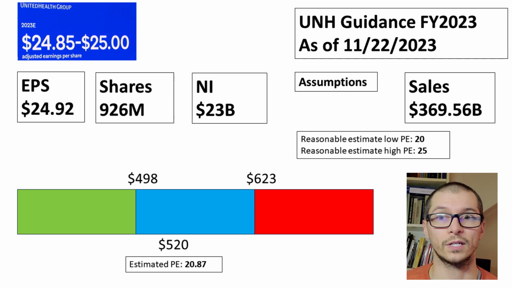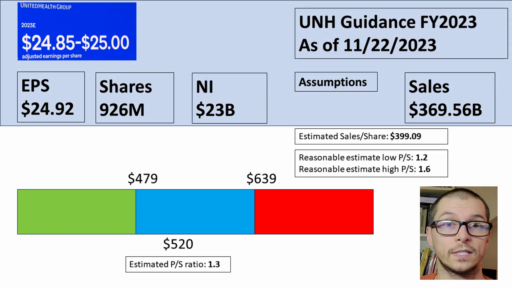This, of course, requires some assumptions on our part, but with the goal of keeping things simple until more information is provided, we're going to rely on what management has provided. Taking this new earnings per share figure and multiplying it by our reasonable PE ratio range of between 20 and 25, we arrive at a fair value range between $498 and $623, which makes the current price of $520 look a little better for the buyer, but not below our fair value range we established.